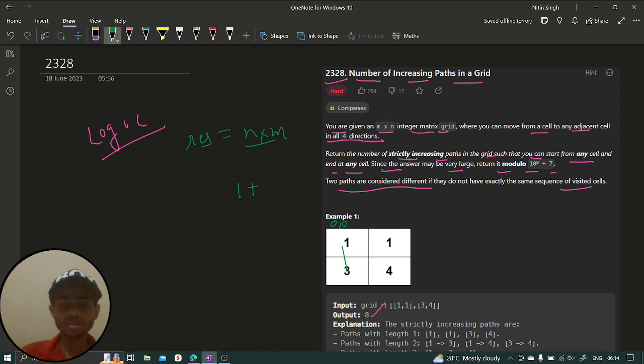We can't go to top, but we can go to right, because it is greater. So we can say, okay, we got one more path, so add one more into this. Okay, now we are at here. Now see, here we can go anywhere.